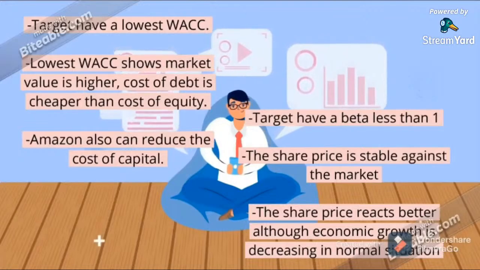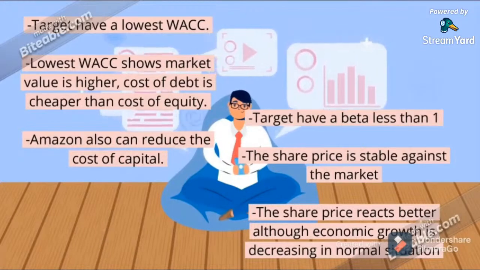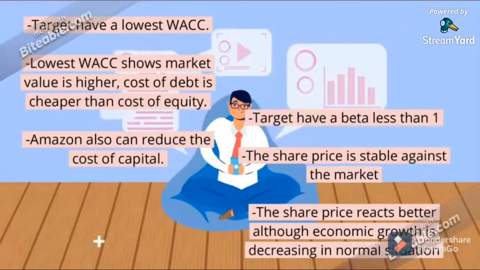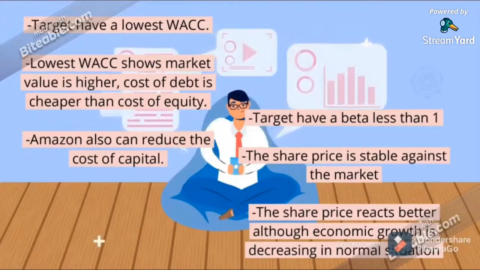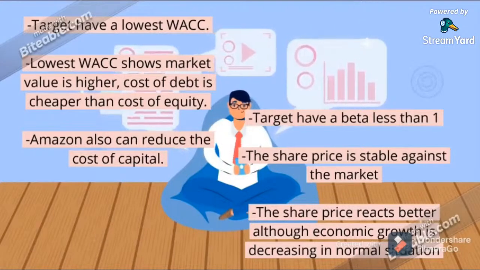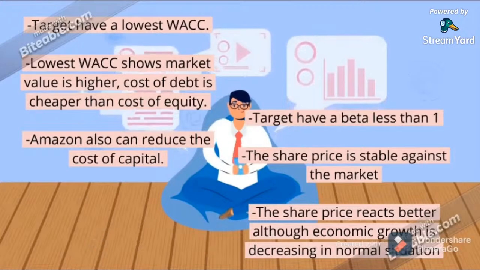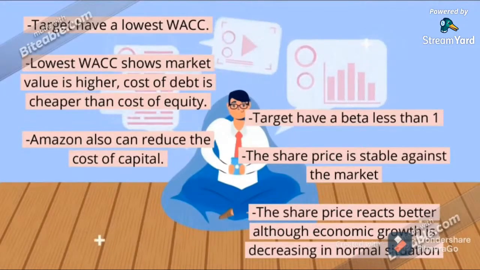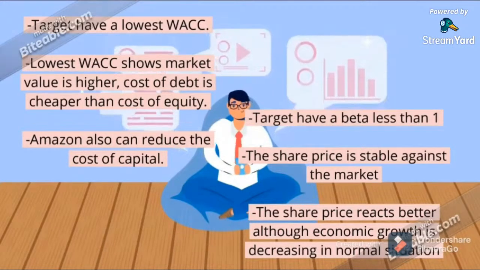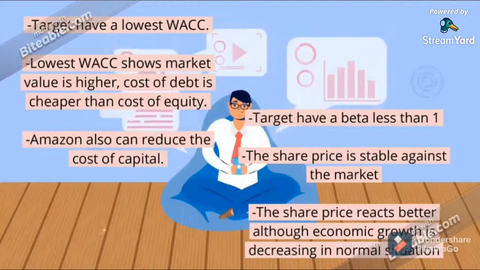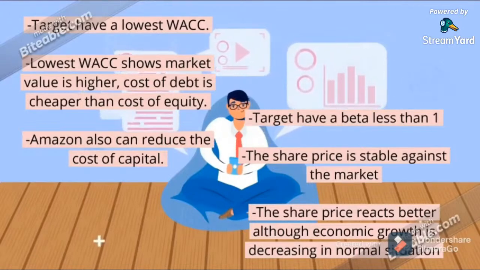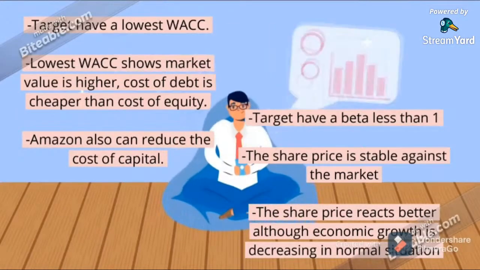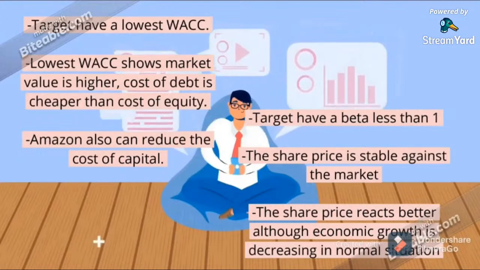Other than that, Target also has a beta less than 1. That means the share is more stable in reaction to share price movements against the market. Because of that, Amazon can gain benefit when investing in Target during the pandemic situation, since the share is still stable. Share price reacts better against the market, even though economic growth is slow and decreased compared to the normal situation. Alright, that's all from me.